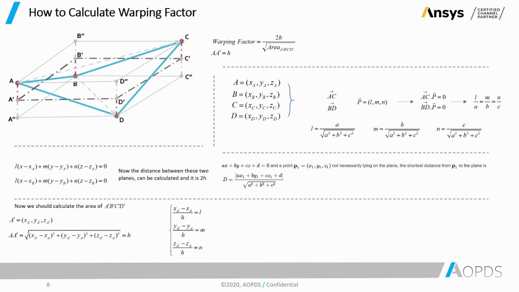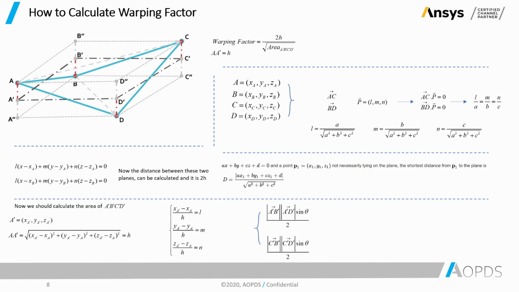Now, how can we calculate the area of A prime, B prime, C prime, and D prime? Well, a simple way is to use the cross rule, which is the magnitude of A prime B prime multiplied by the magnitude of A prime D prime multiplied by the sine of the angle between these two vectors over 2, and doing the same thing for C prime B prime and C prime D prime, and the summation of these two is going to give us the area of A prime, B prime, C prime, and D prime.